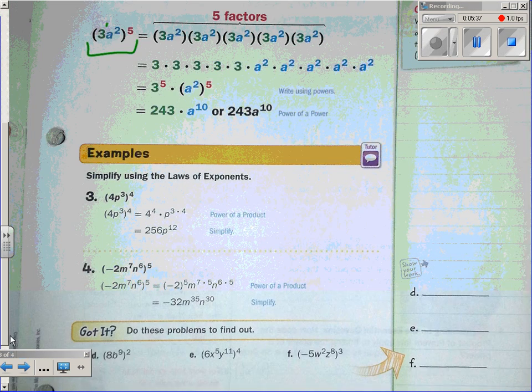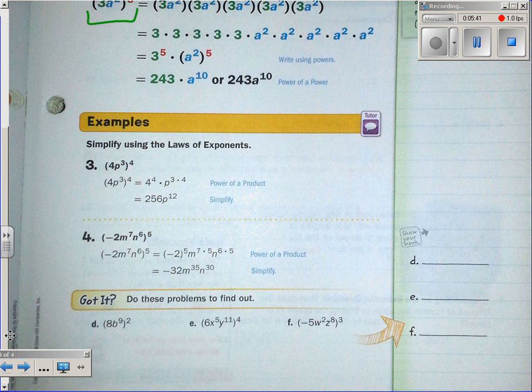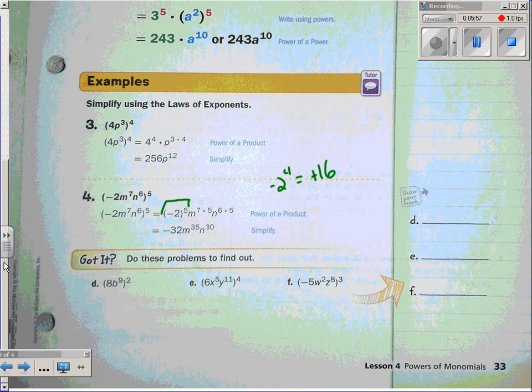You can look at examples 3 and 4. It goes through it as well. I do want to point out that this one right here stayed negative because you had 5 negative signs. If it had been negative 2 to the fourth instead, it would have been a positive 16 because there are 4 negative signs when you're multiplying. Okay, let's do these examples.